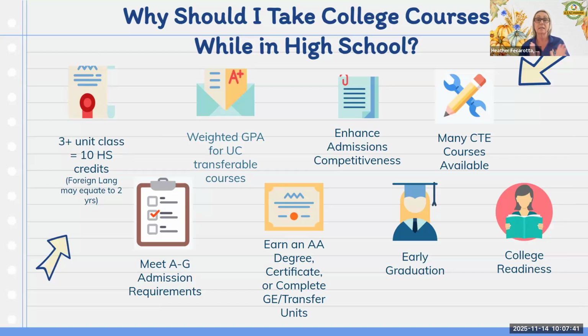So a 3-unit class typically is worth a whole year's worth of high school credits. So 3 units, 10 high school credits. There are some exceptions with some of the foreign language classes at some of the colleges. They're not all created equal. So again, contact your high school counselor if you have any questions for that. So you get a weighted GPA for UC transferable courses, enhanced admissions for when you're ready to apply to 4-year.